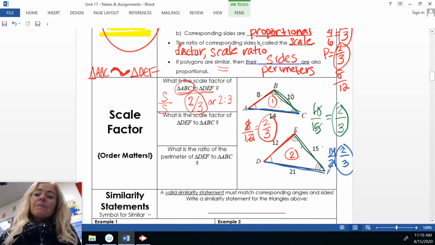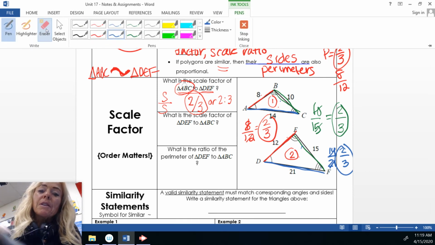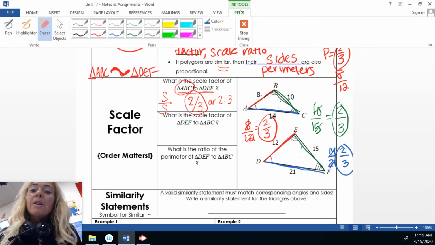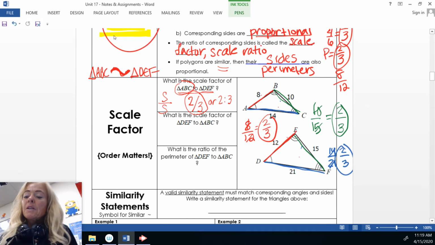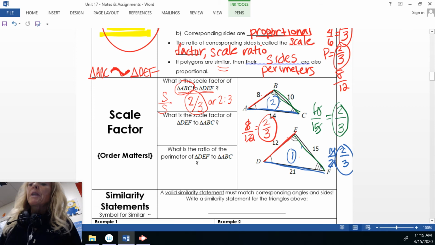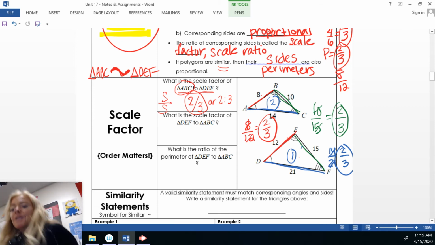So that one, this next question asks us in a different order, which is fine. So that means we're going to make our triangle DEF the first triangle that we're going to list the side for, and then triangle ABC is the second triangle that we're going to list the side for. So the scale factor from triangle DEF to ABC is going to be 12 to 8 or 3 to 2.